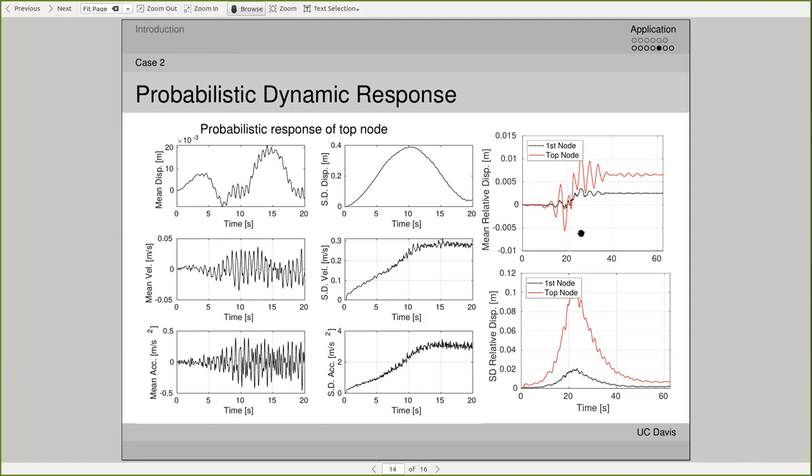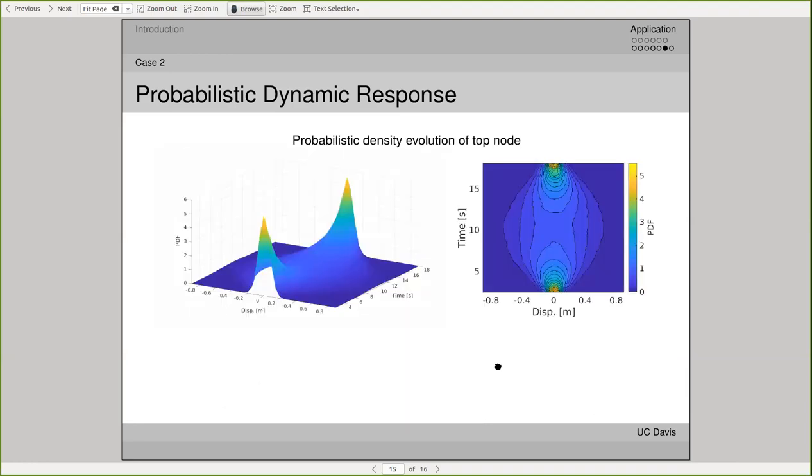to the ground, no, not the ground, it is relative to the base of the model. And as you can see here, because this is an elastoplastic model, we have some permanent deformation in the mean of the relative displacement. And a very interesting point here, we also observed some uncertainties in the permanent deformation, in the standard deviation of the relative displacement. And from the probabilistic dynamic structure response, we can also construct the evolution of the PDF of the displacement for the top node.